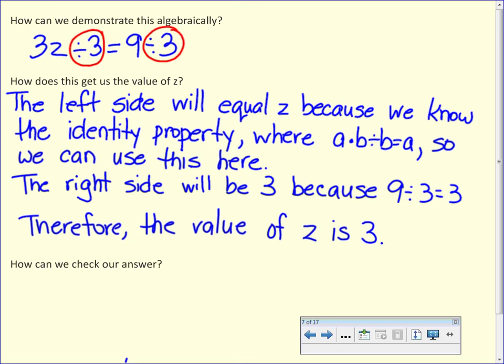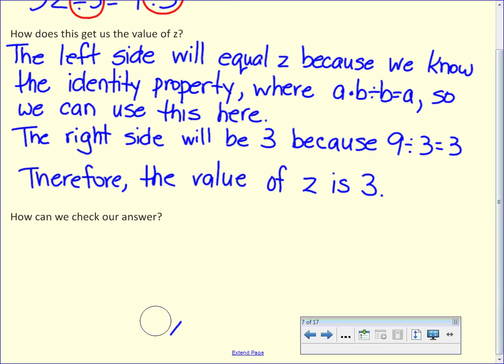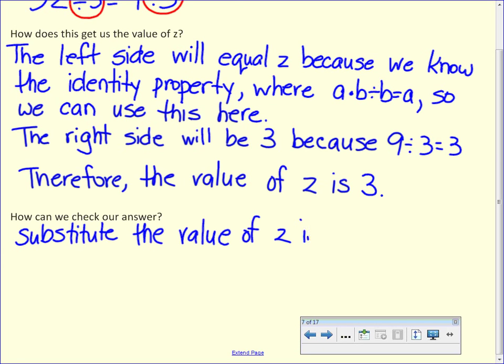So now how are we going to check our answer? Oops, I just told you the answer. How can we check our answer? How did we check yesterday? You're going to do 3 times 3 equals 9. Okay, so we're going to substitute. Substitute the value of z in the original equation.